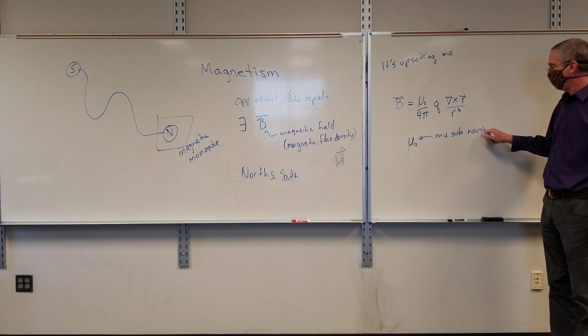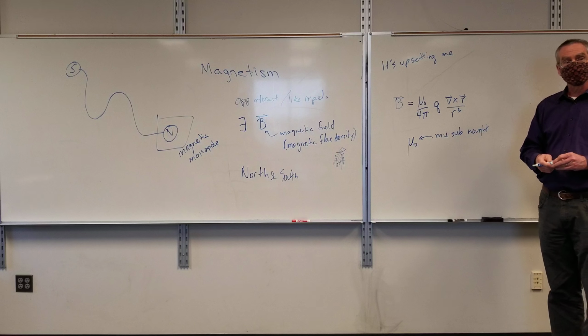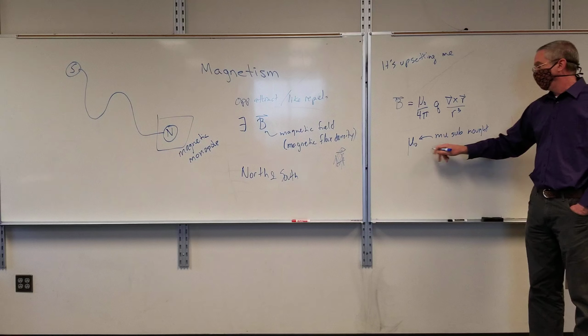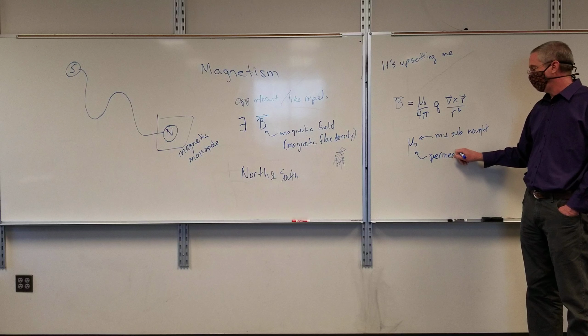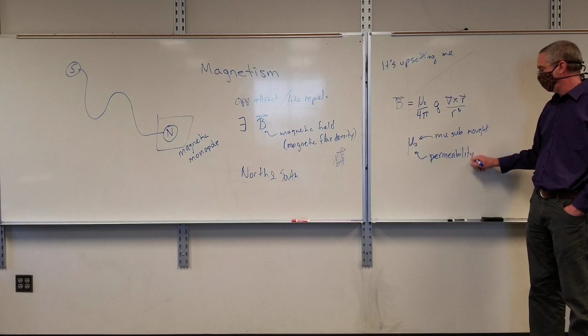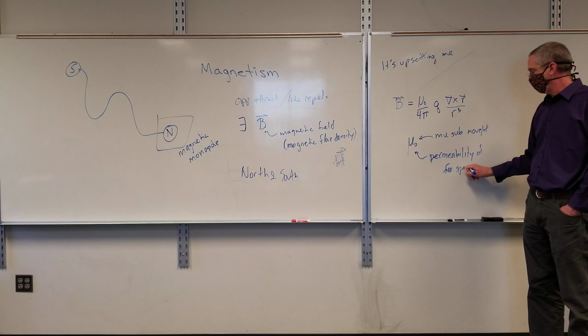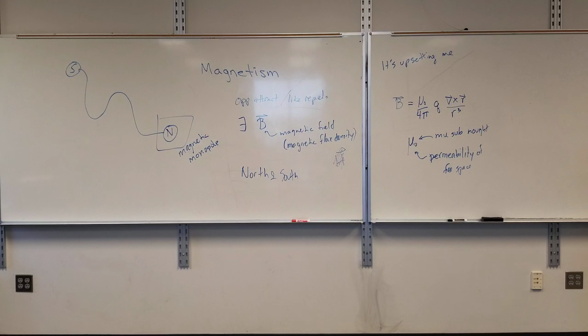Is that R cubed? Where are you looking? Under the cross product. Oh yes, that's R cubed. Yep. There's actually 4 variations of the same thing. But mu sub naught is known as the permeability of free space. Or if we drop the 0, then it's permeability of whatever the medium is.